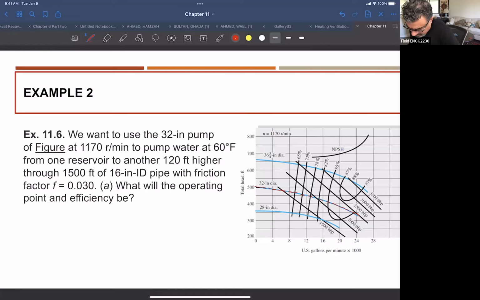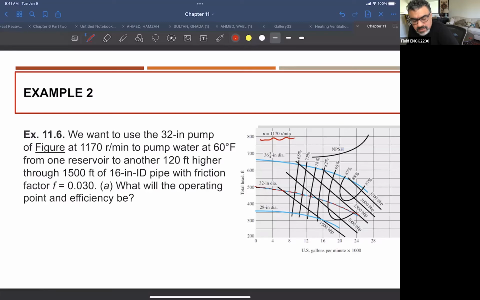Operating at 1170 RPM. So this is a curve, or a chart, for these operating conditions. The water here is at 60° Fahrenheit, going from one reservoir to another, 120 feet higher. So reservoir A is at low level, and reservoir B is 120 feet higher than the first one, through 1,500 feet of 16-inch inside pipe diameter, with the friction factor given, right?